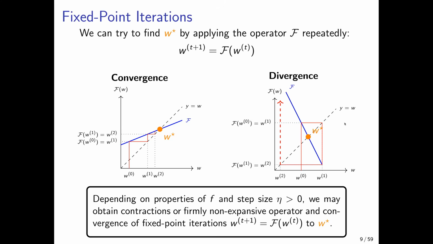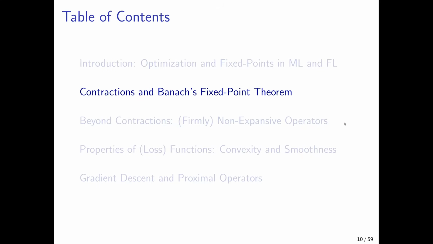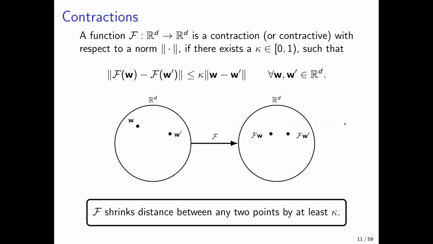The main reason behind this is Banach's fixed point theorem, which is the fundamental result that we are learning about today. And this will be the topic of the next section. For Banach's fixed point theorem, we first of all have to introduce contractions. Contractions are special functions that shrink distances between points.